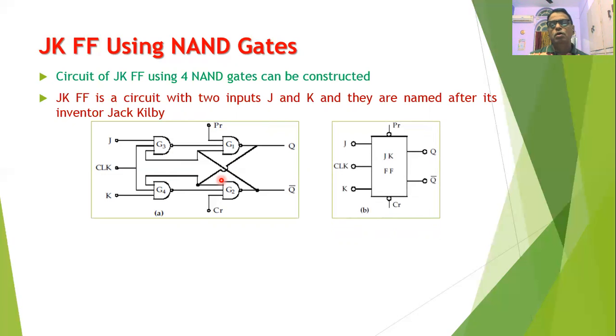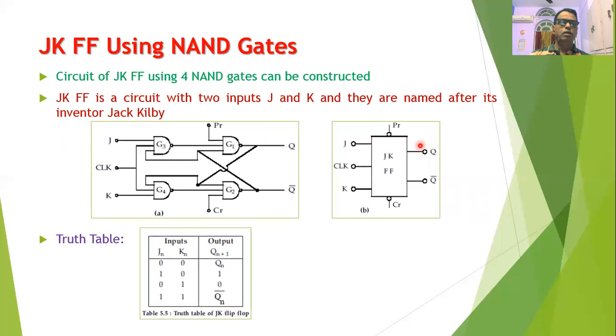So the symbol for the JK flip-flop will remain the same. That is, it will have the inputs J, K, and clock, and also preset and clear. Preset and clear inputs are active low, and therefore a bubble is used in the diagram of JK flip-flop, and the outputs will be Q and complement of Q.